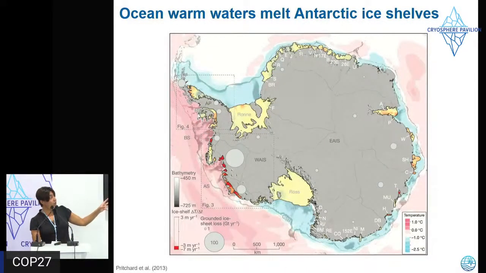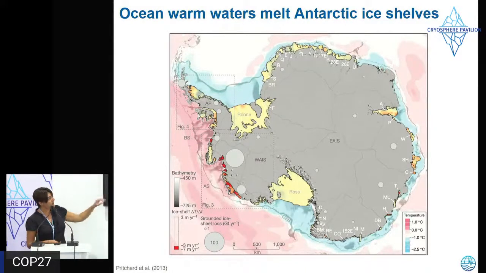If we look at the oceanic temperature, this figure shows you the temperature of the water around Antarctica, of this Antarctic Circumpolar Current. You can see that temperature varies from -1 to 1 degrees, and it is actually especially warm along the coast of West Antarctica, which is all this part here on the picture.